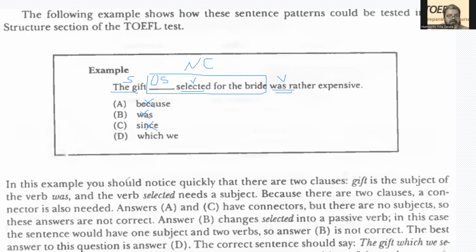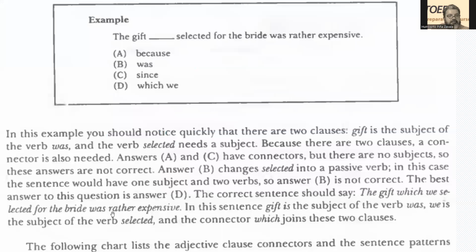The best answer to this question is answer D. The correct sentence should say the gift, which we selected, which, right, that's the connector, we, that's the subject, and selected, that's the verb. Right, the gift, which we selected, for the bride was rather expensive. In the sentence, gift is the subject of the verb was, we is the subject of the verb selected, and the connector which joins these two clauses.